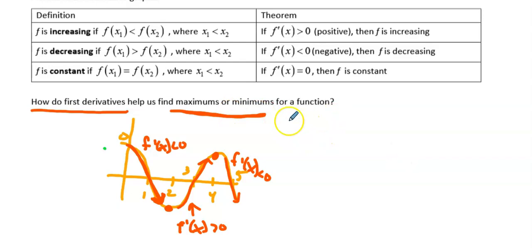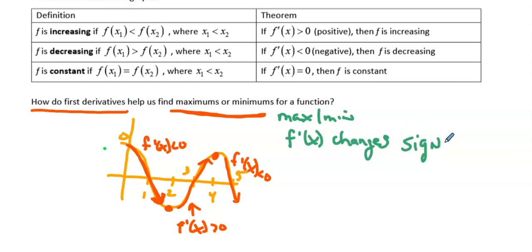Okay, so now I've erased everything. Let's talk about max and mins. Okay, so the first thing that we're going to talk about here is that f prime of x changes signs. That's the very first thing you guys are going to get from this lesson.